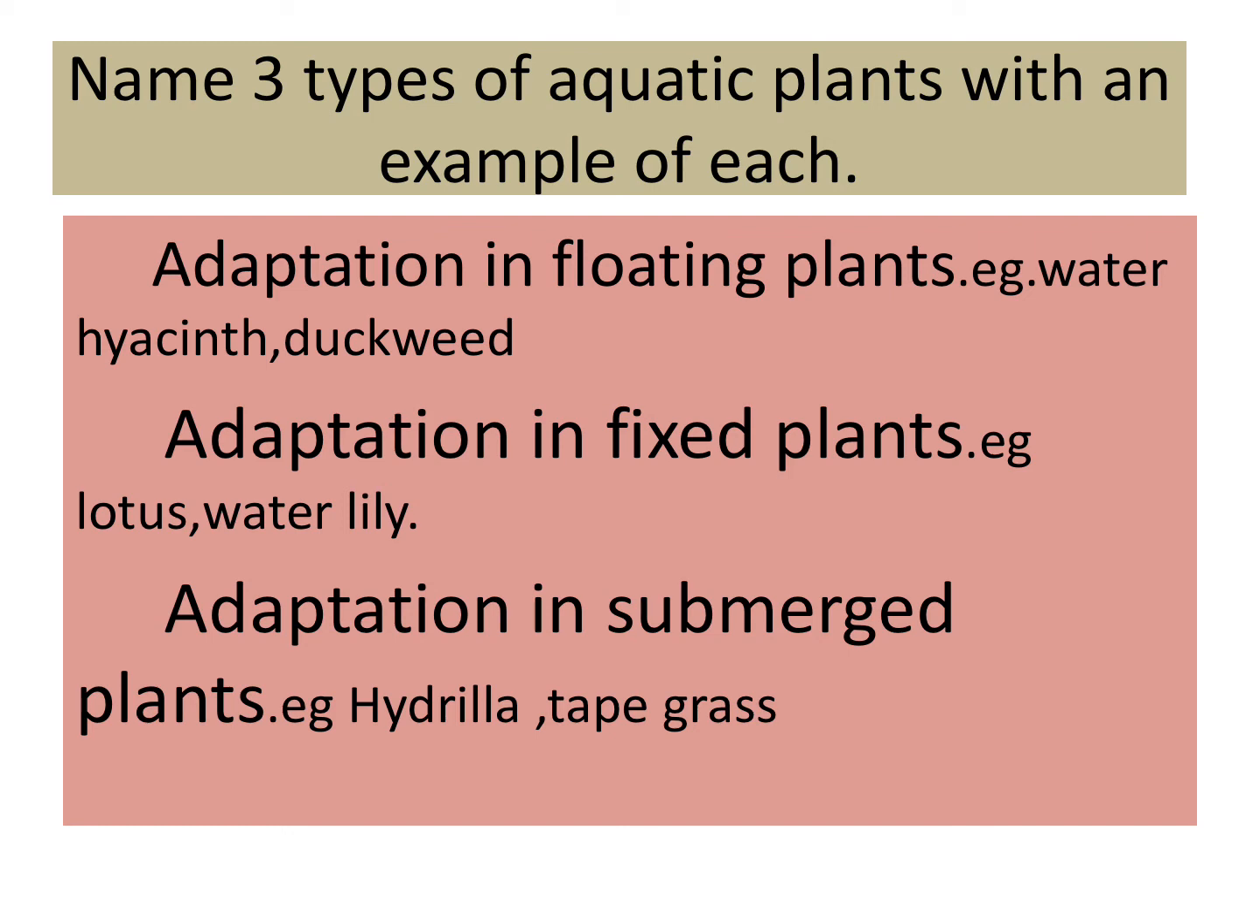You listen carefully. Name 3 types of aquatic plants with an example of each. Adaptation in floating plants. Example, water hyacinth, duckweed. Then adaptation in fixed plants. Example, lotus, water lily. Adaptation in submerged plants. Hydrilla, tape grass. Okay, we will go to the next one.